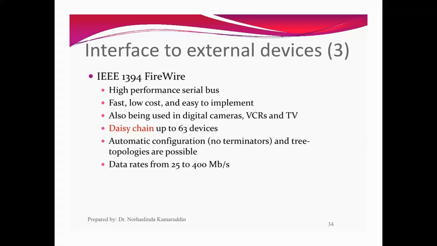Okay, as an interface in order to connect and transfer data from your digital camera or your camcorder to the TV. So dia pakai up to 63 devices. Firewire port ni boleh pakai sampai up to 63 devices. Automatic configuration and data rate dia transfer data rate dia antara 25 to 400 megabit per second. Okay, nowadays the firewire port will not be used. Okay, so ini antara interface.